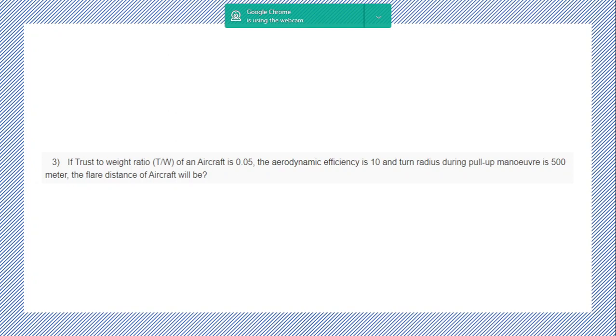If the thrust to weight ratio of an aircraft is 0.05, so the same values are given, the aerodynamic efficiency is 10, and they've given a turn radius here for a pull-up maneuver. So they've given R, that is the extra information available. R is equal to 500 meters. What will the flare distance of the aircraft be? Again, the straightforward formula. What was the formula? Flare distance, SF, was just R and sine of the approach angle.